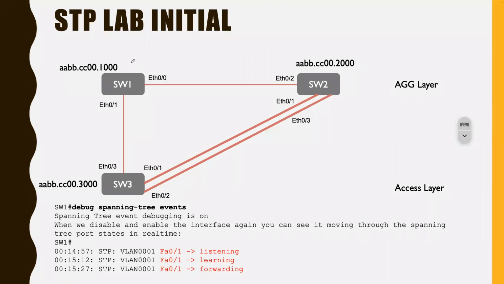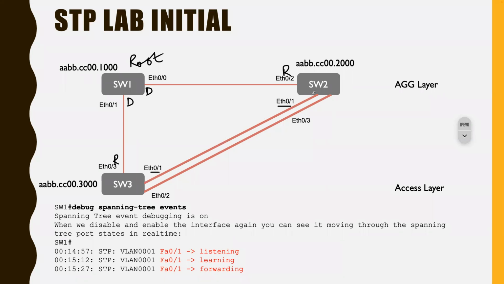So here this becomes our root. Since it becomes root, all the ports become designated. This becomes your root port because of your cost. Now, between switch 2 and switch 3, these are the two ports, E0/1 and E0/1.